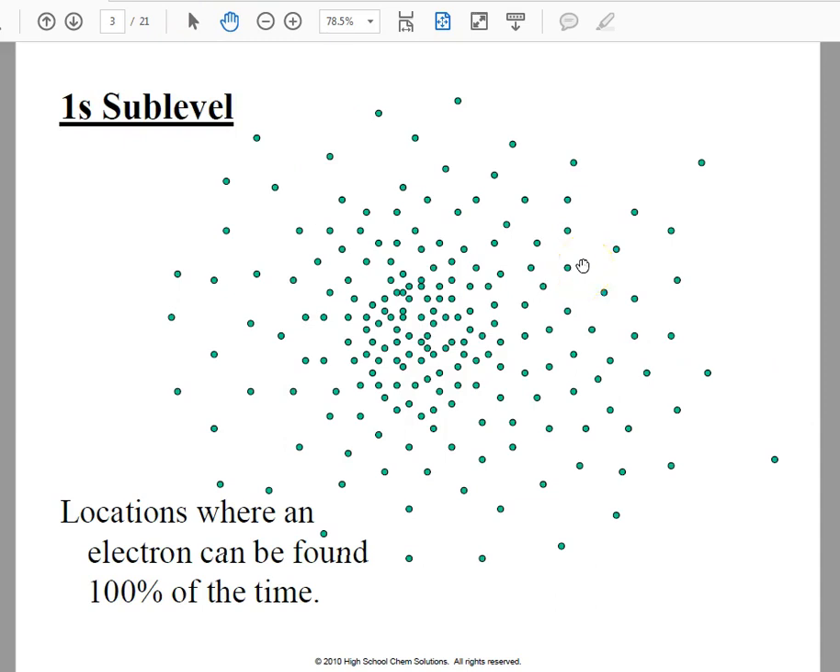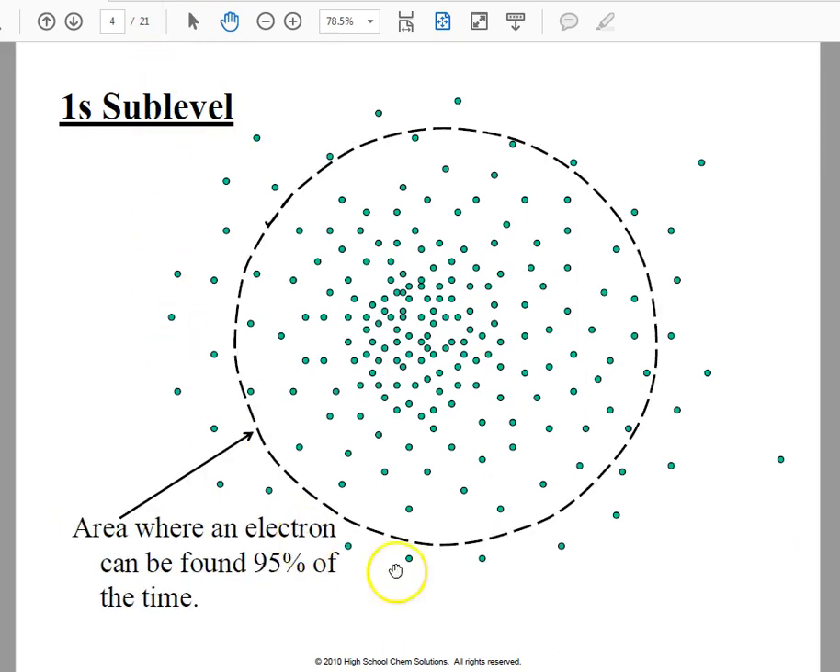Okay? And how do they know that? So they have a way of locating the electron within an atom, and they located it over time in all of these places that you see a dot. So they located the electron, they went back and located it again, located it again, located it again, and then they say, okay, 100% of the time the electron's in one of these places. However, 95% of the time the electron is in this area. So this area is known as the orbital.